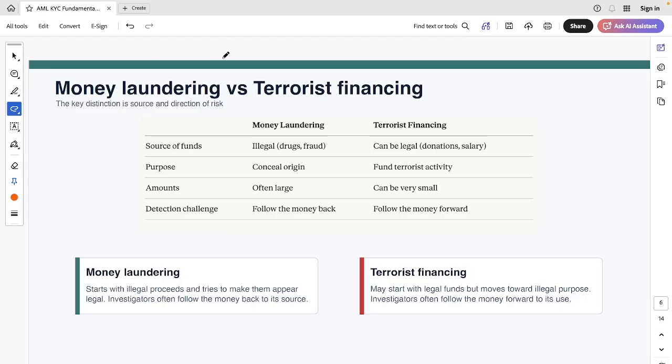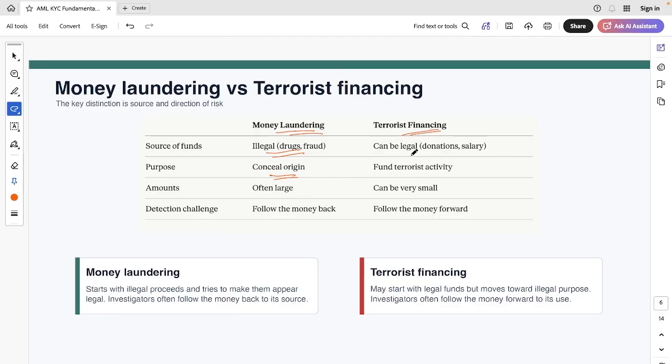Now let's compare money laundering with terrorist financing side by side. Money laundering usually starts with illegal proceeds. The criminal already has dirty money and wants to make it legal. That's the sole purpose of money laundering. In money laundering, investigators often follow the money backward to track the origin. They ask where this money came from, what was the original crime, who is the real owner.